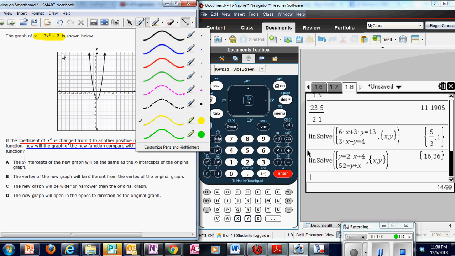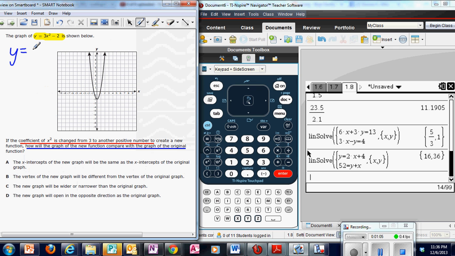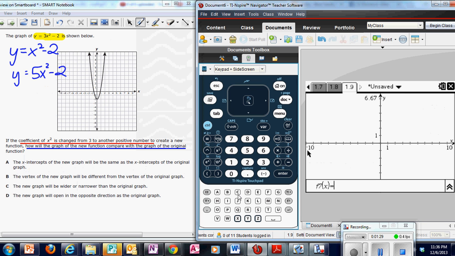How about we change that 3 to a 1 and have x squared minus 2. And if you want to change it to a bigger number, y equals 5x squared minus 2. Okay, so go to your calculator and insert a new page with a graph. Control I, 2 for graph, and type that original, 3x squared minus 2.